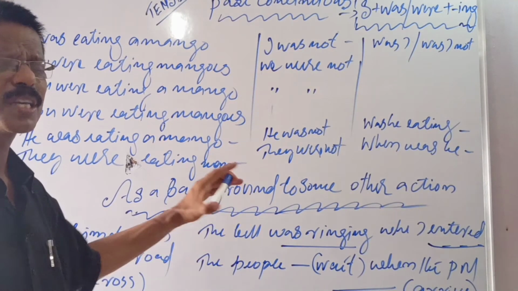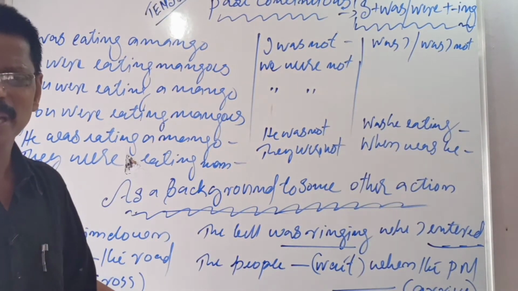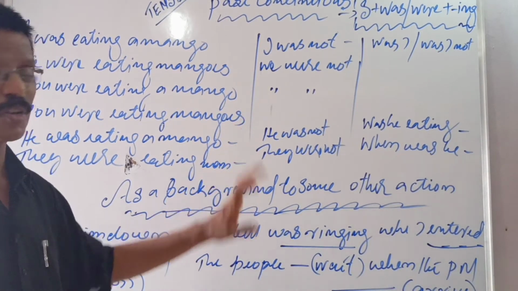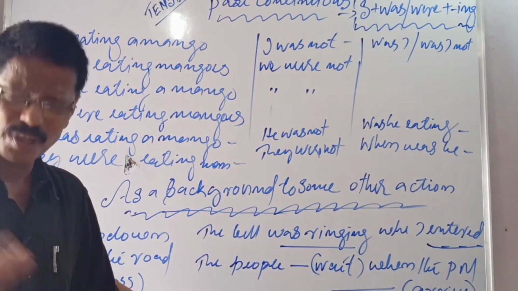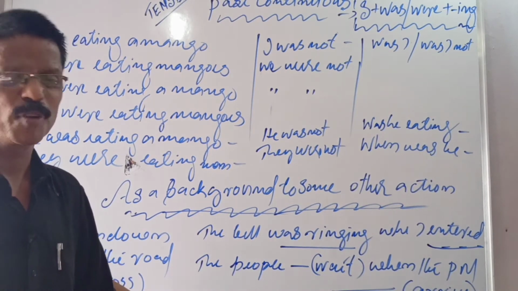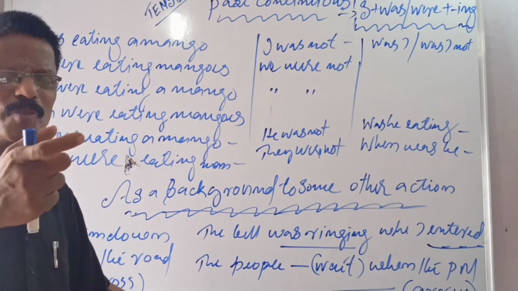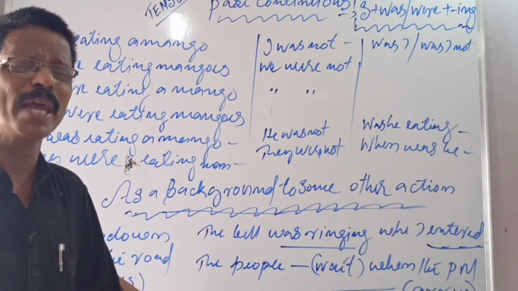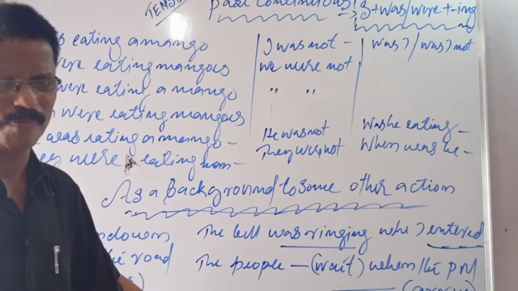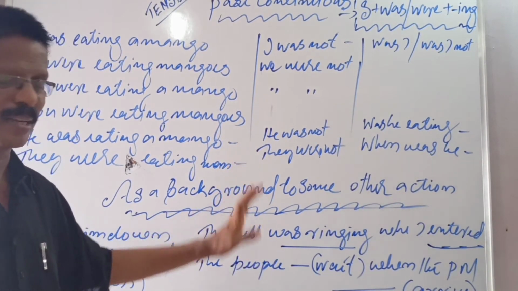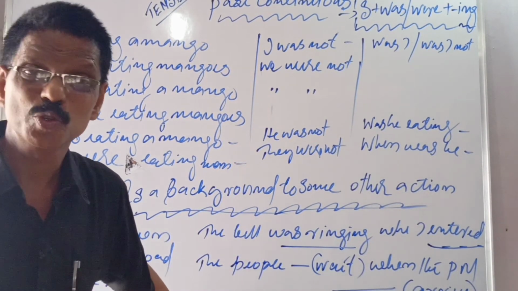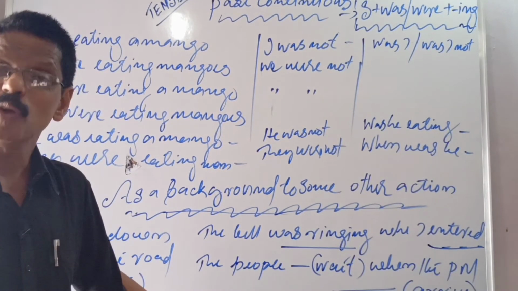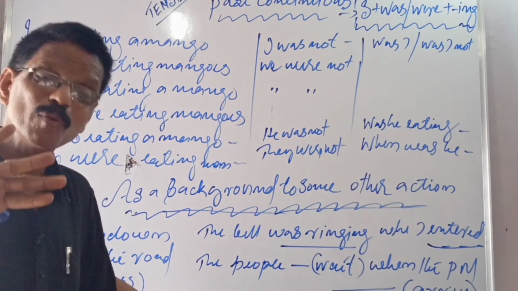This is very often asked in examinations. In Intermediate and 10th, if tense is asked, past continuous or past perfect and present simple, these three are very often asked. And present perfect also: present simple, present perfect, past continuous, past perfect. These four will be there. In every examination, even in competitive examinations, if tense is there, this will be asked. As a background to some other action, two actions will be there, one going on happening as a background to the other action.